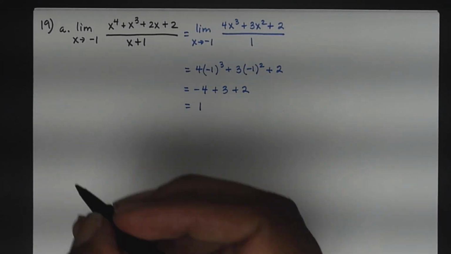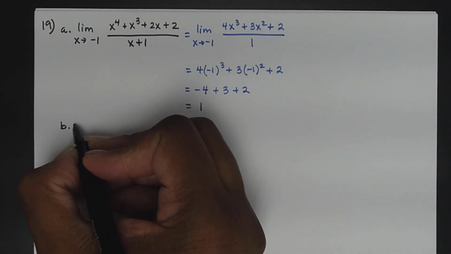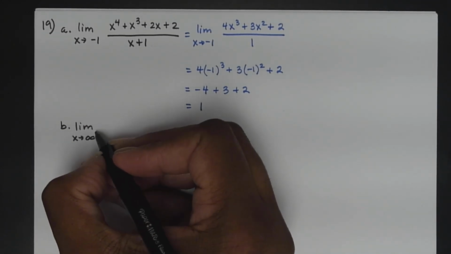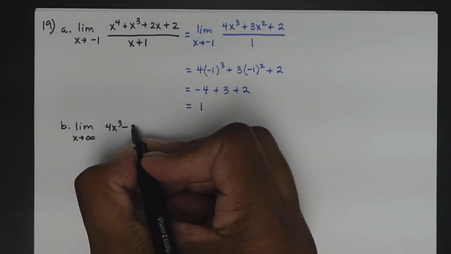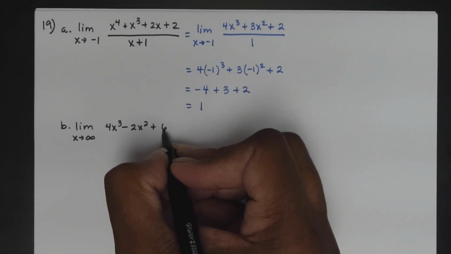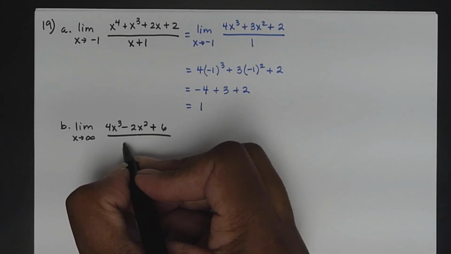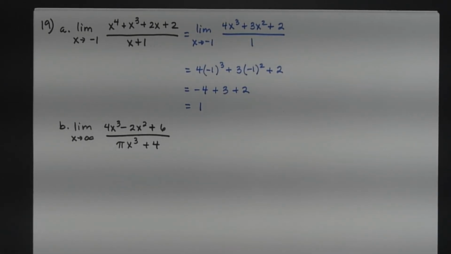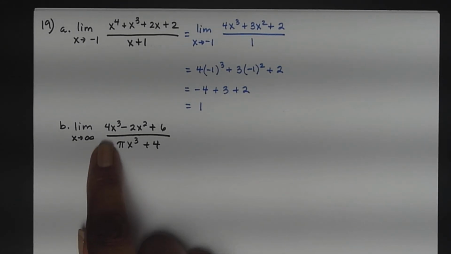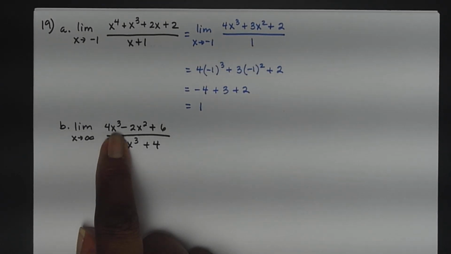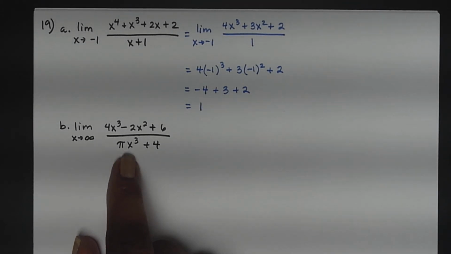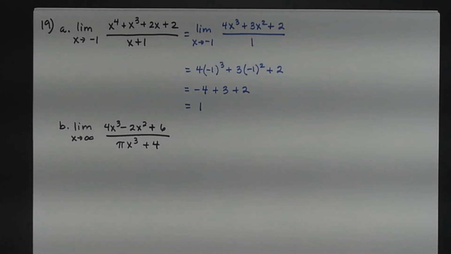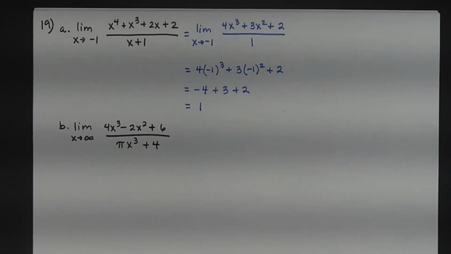All right, part B is the limit as x approaches infinity of (4x cubed minus 2x squared plus 6) divided by (pi x cubed plus 4). By the leading term in the numerator, that's going to go to infinity, and by the leading term in the denominator, that's going to go to infinity as well. So I have infinity over infinity. That means I need to use L'Hopital's rule.